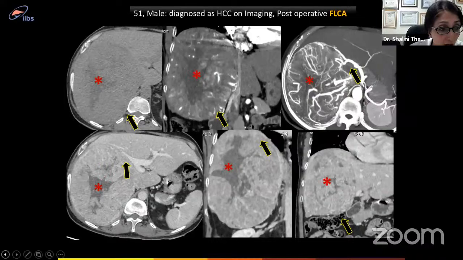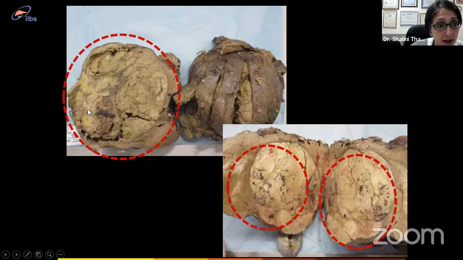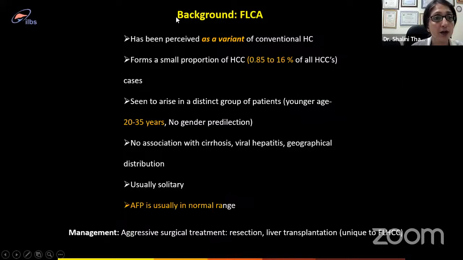On gross pathology, it was resected. And here it was found to be a large fibrolamellar carcinoma. So a word on the fibrolamellar carcinoma: it has been perceived as a variant of conventional HCC. It's a very small proportion, hardly 15% of all HCC, seen to arise in a distinct group, either younger, 20 to 35, no gender predilection, but both our cases were of 51 to 52-year-old, male and female both.